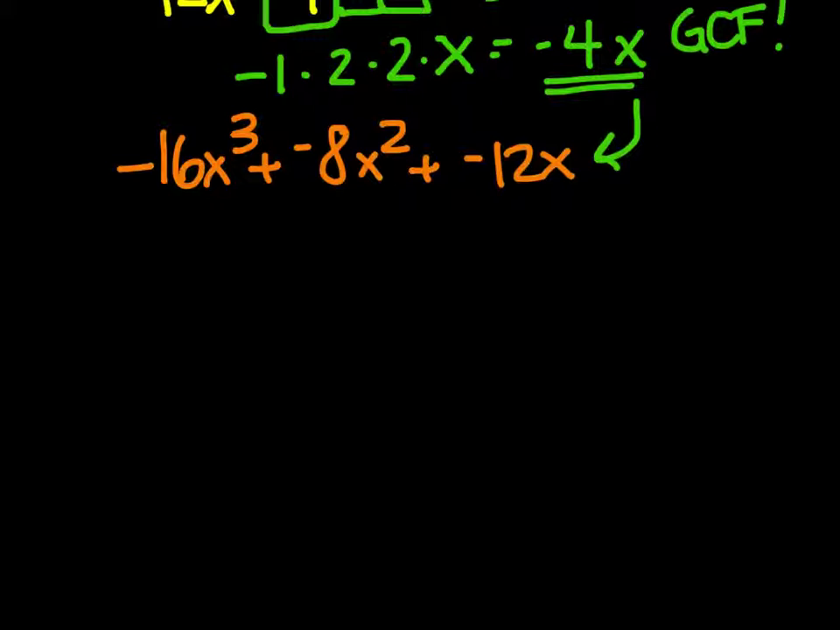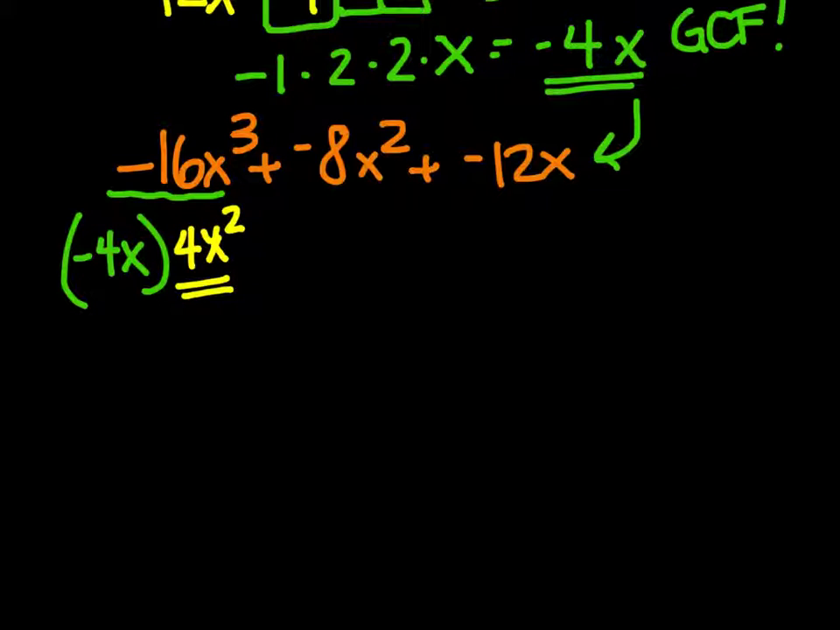If I start out with a negative 4x for this 16 right here, if I take a negative 4 out of 16, I end up with just a positive 4. If I take an x out of x to the third, I'm taking out an x squared. And remember, when I say take out, I'm talking about division here. I'm not talking about subtraction anymore.